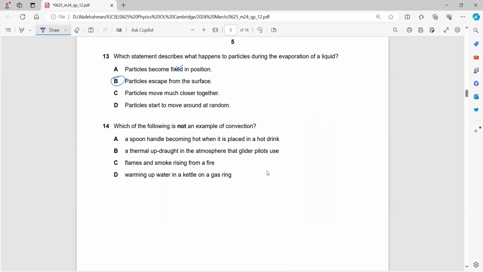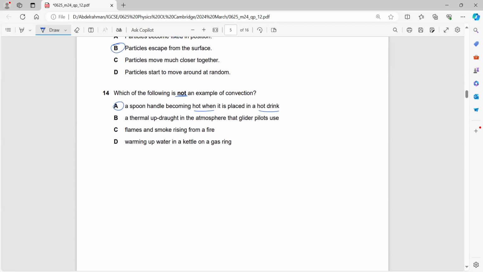Which of the following is not an example of convection? The only one that is not an example of convection would be a spoon handle becoming too hot when placed in a hot drink. Why? Because it conducts energy.